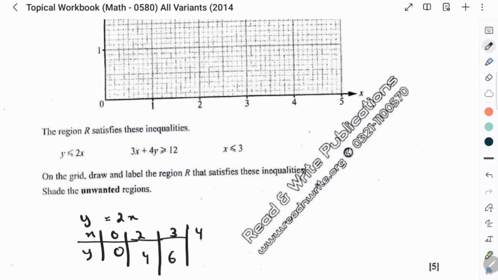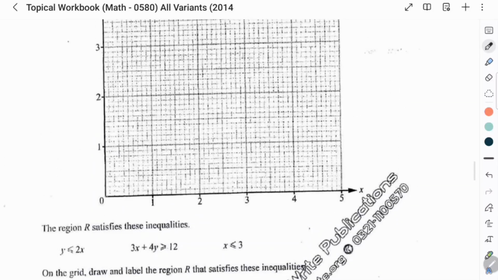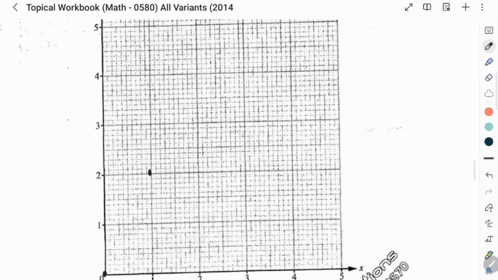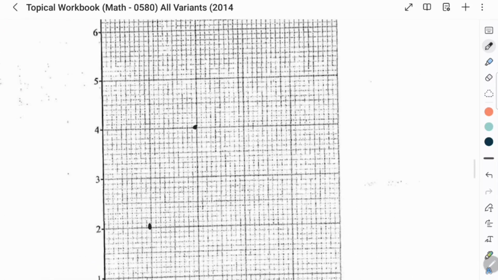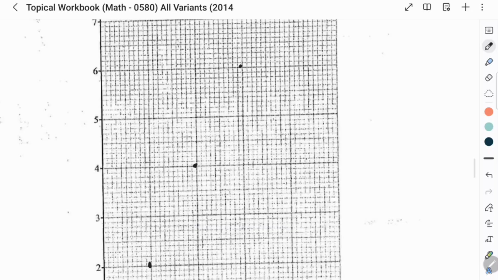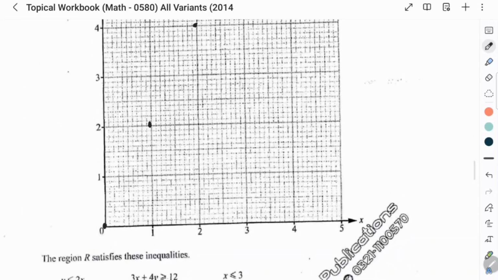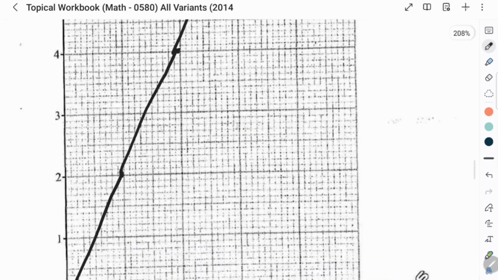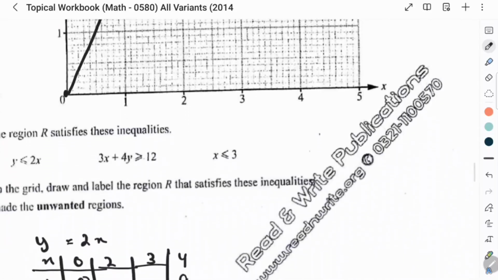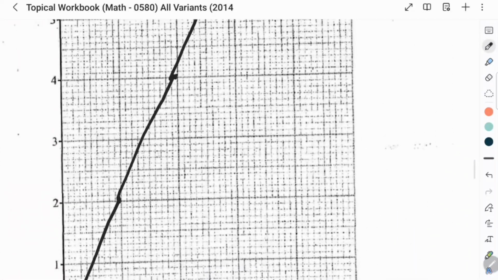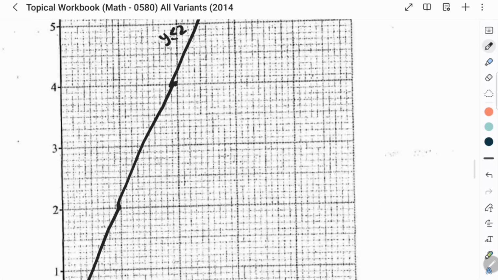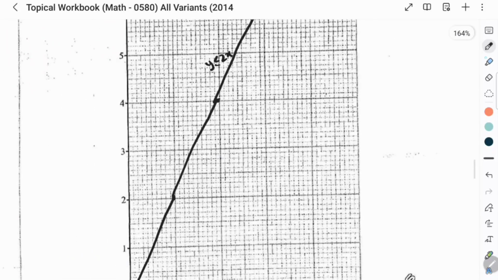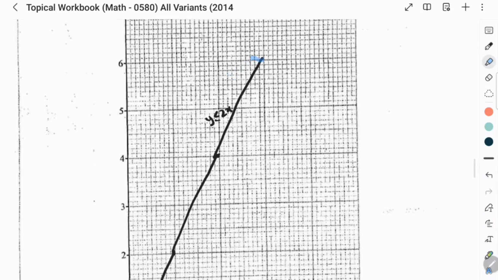Okay, 0, 0, and then you can have 1 and 2 also. Then you have 2 and 4. You have 3 and 6, and it's still 7. So just join the line. So this is the line y is less than or equal to 2x. So what you do, you will shade the unwanted region. So just shade above.